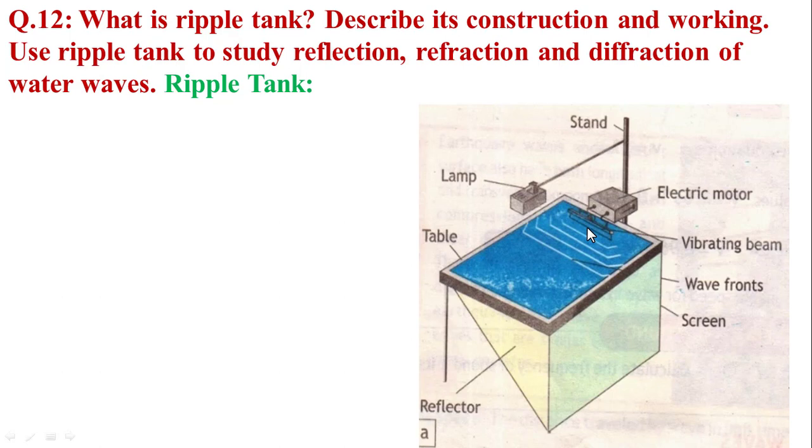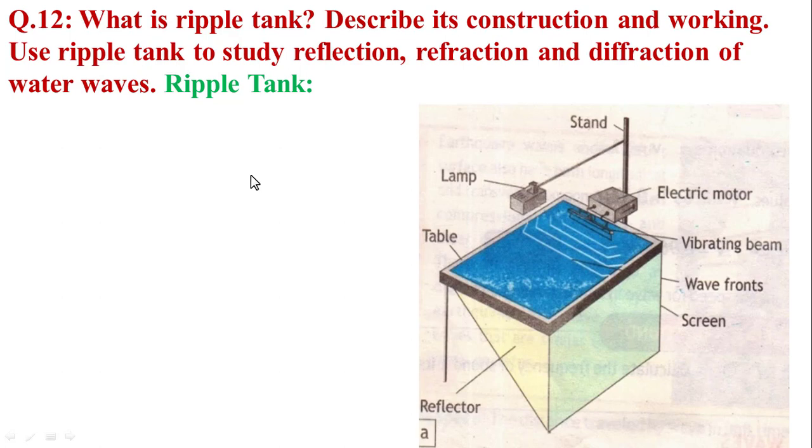Now the vibrator is moving. Here the wave pattern is shown. Then the wave front is below, at the side, and here a screen is put below, so that the wave is reflected on the screen. Now we can write what is meant by a ripple tank. So we explain step by step. First of all, what is a ripple tank, and then we explain the study of reflection, refraction and diffraction of water waves.